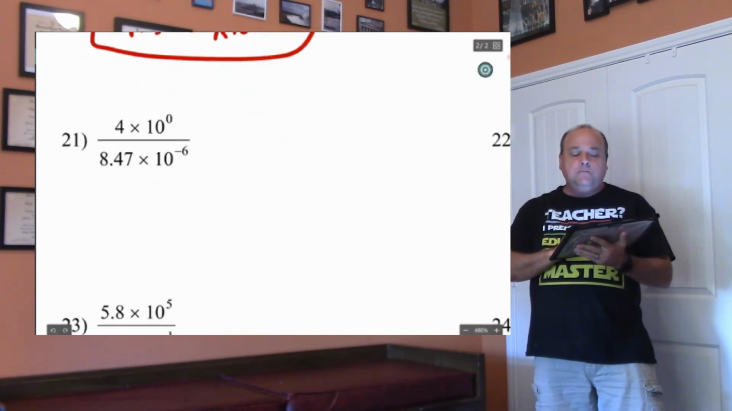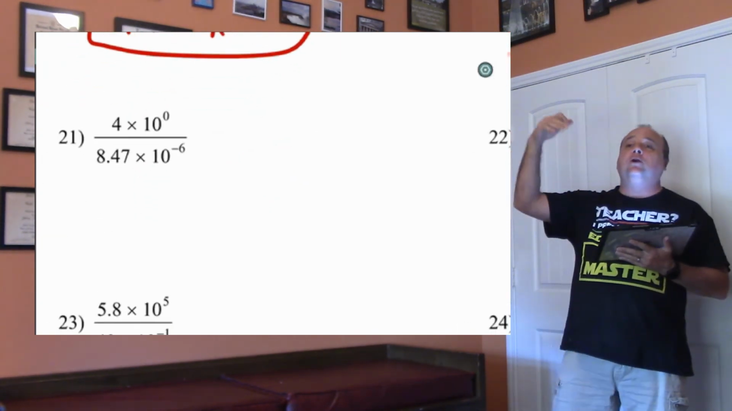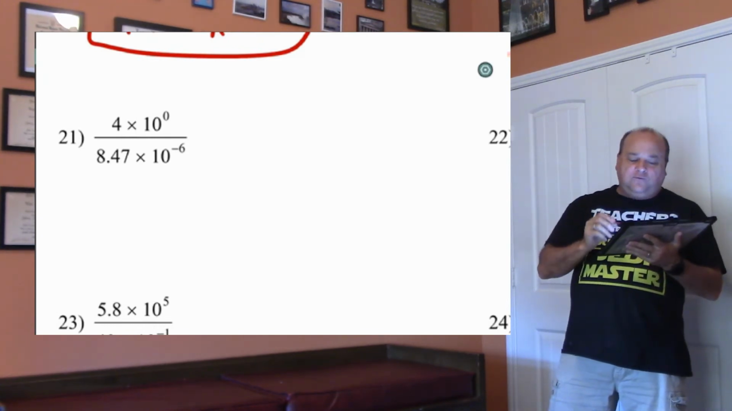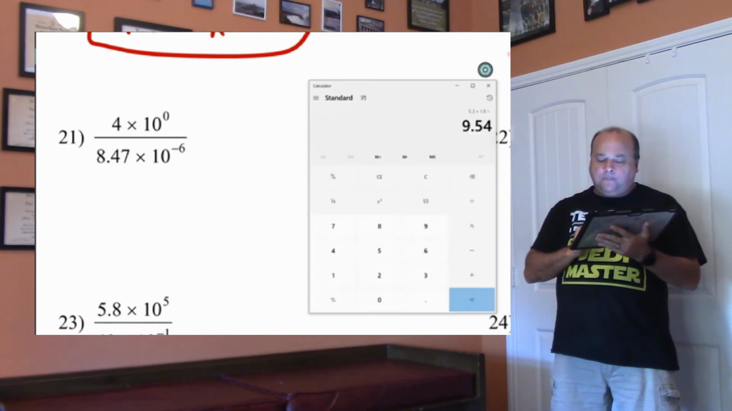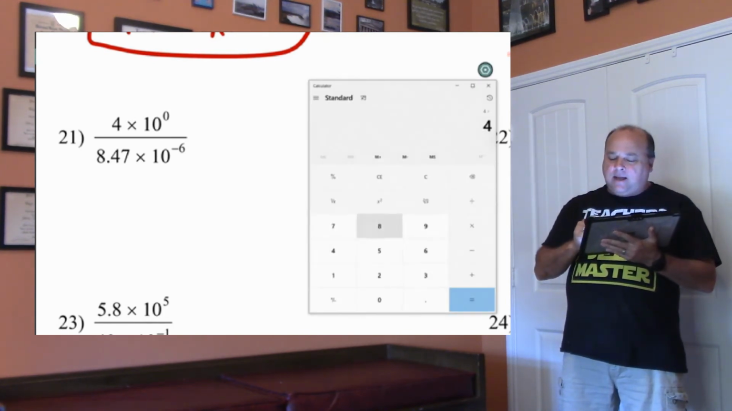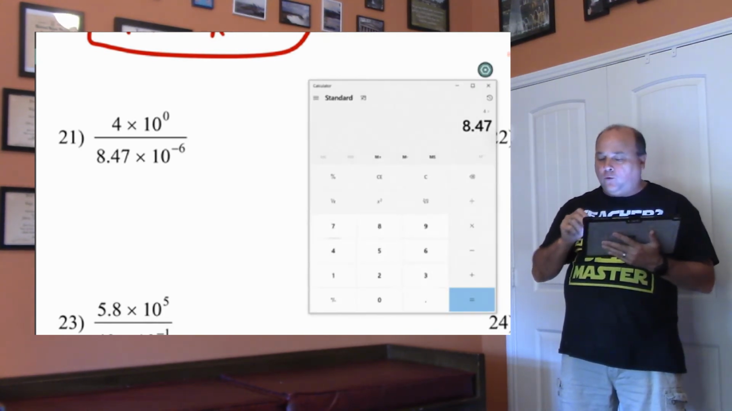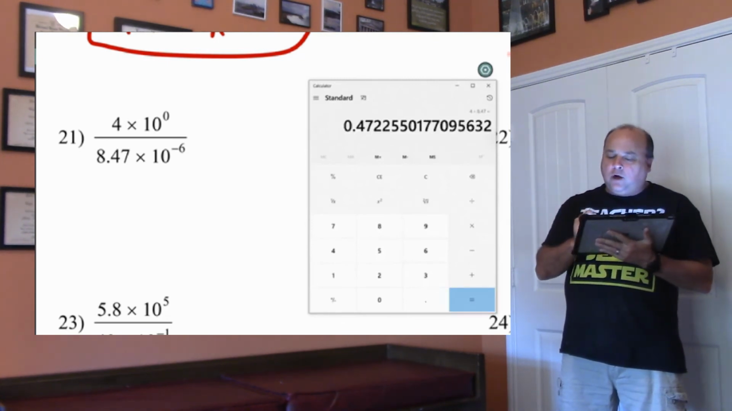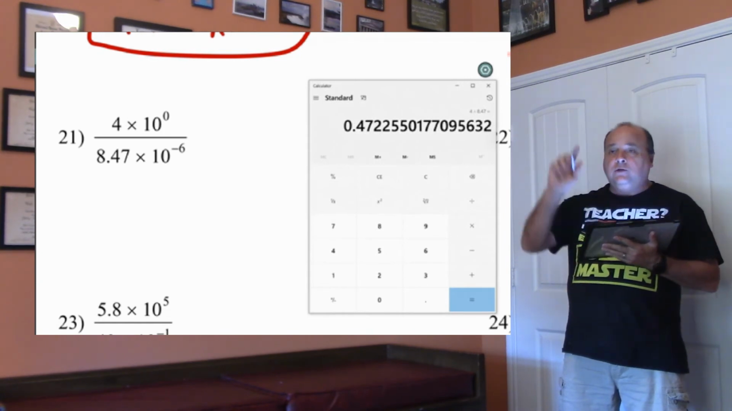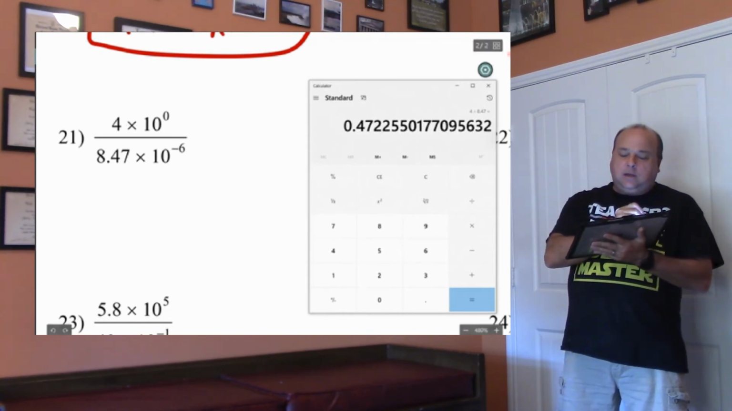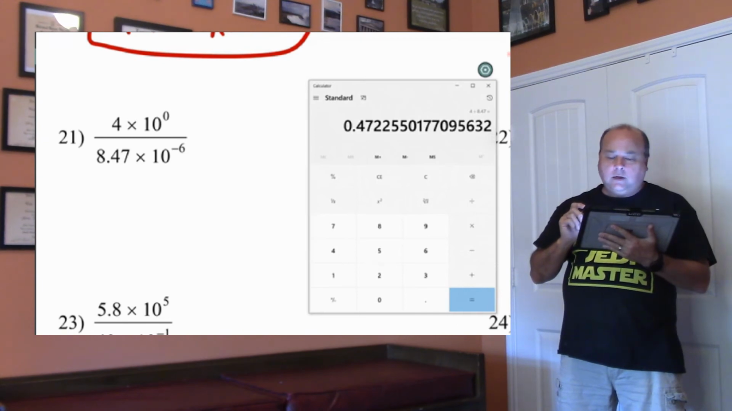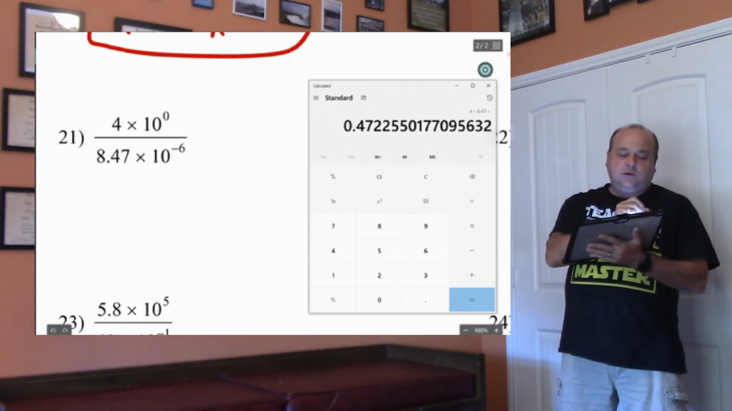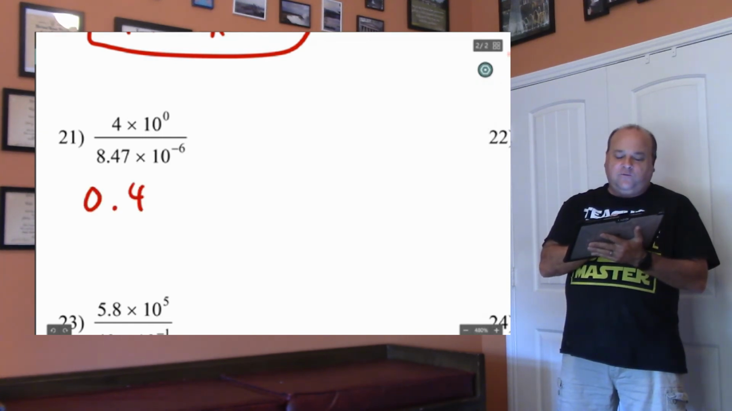Let's go to 21. On 21, we're not multiplying, we are dividing, so we won't add, we will subtract the exponents. So let's do 4 divided by 8.47. 4 divided by 8.47 is 0.47, and we're going to round this to 3 digits. So just write 3 digits. Okay, so 0. Did I do that right? Yeah. Just write 3 digits. So 0 decimal 472.